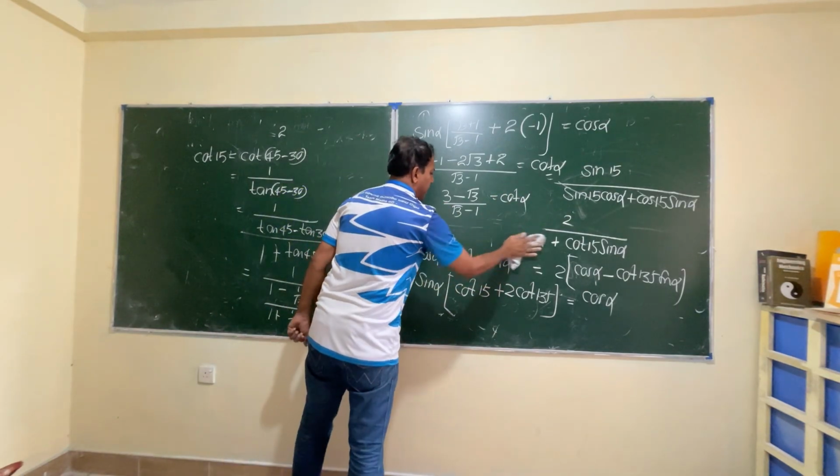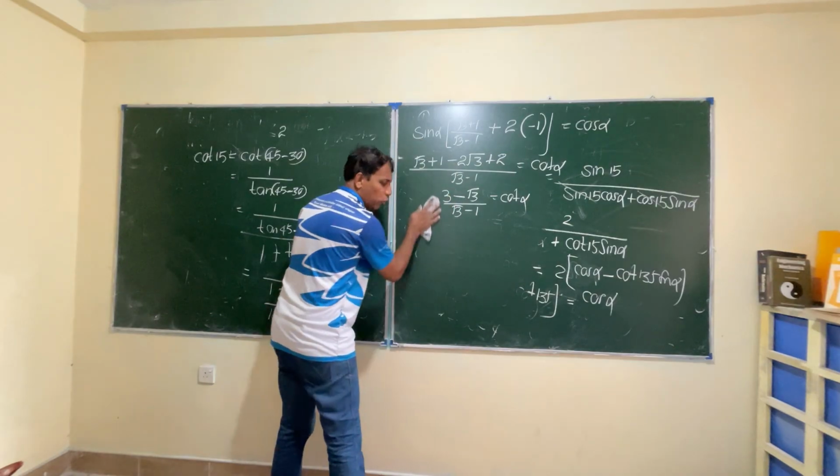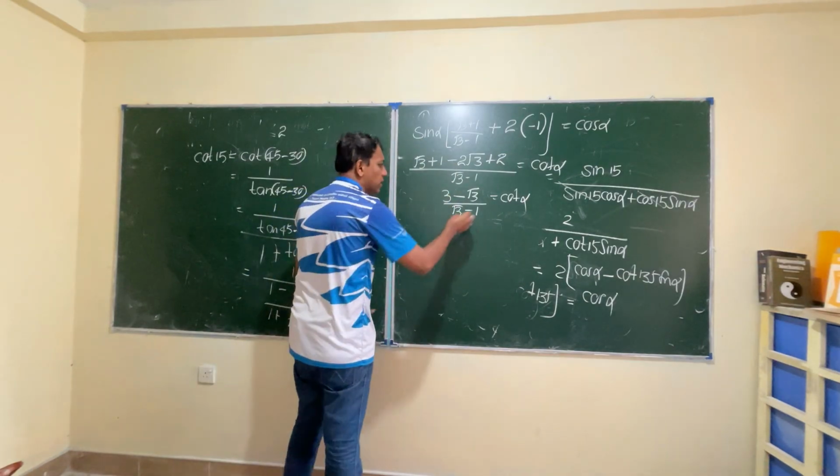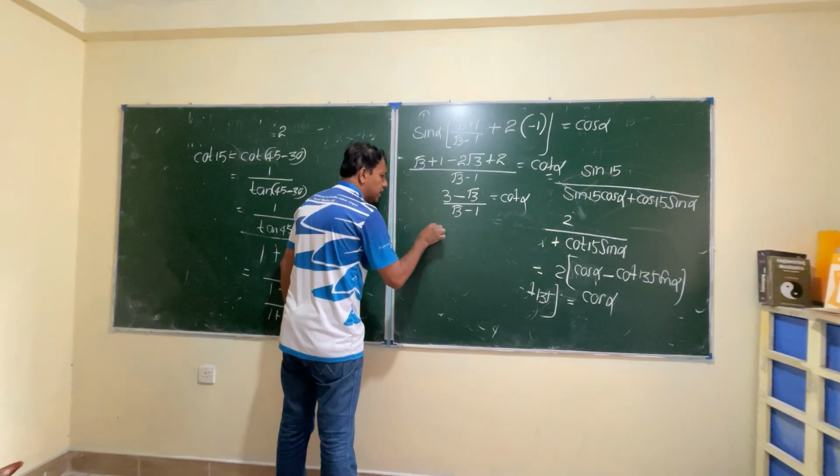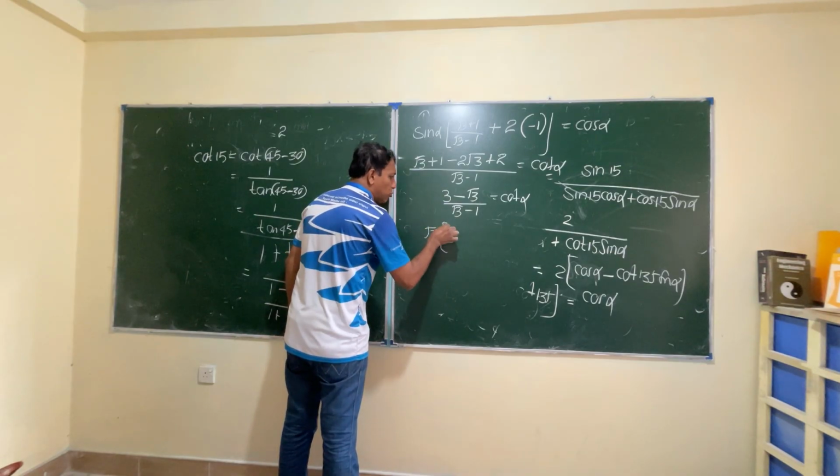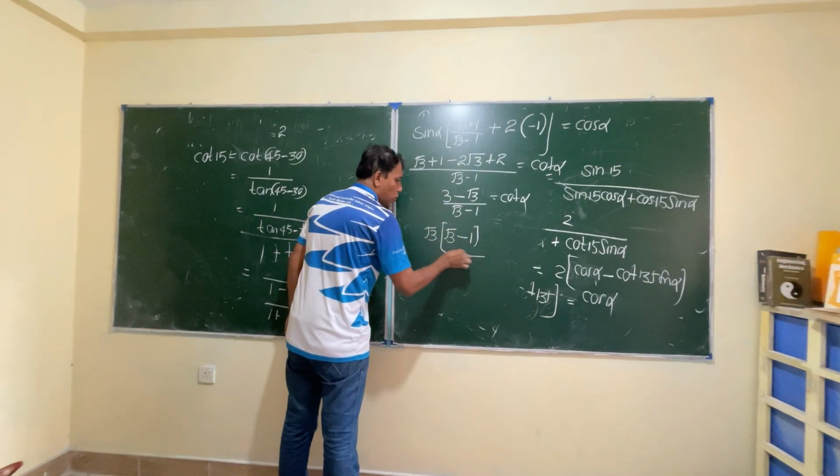Now let's try to take root 3 out. Take root 3 out of this, root 3 minus 1 there. Wow, yes.